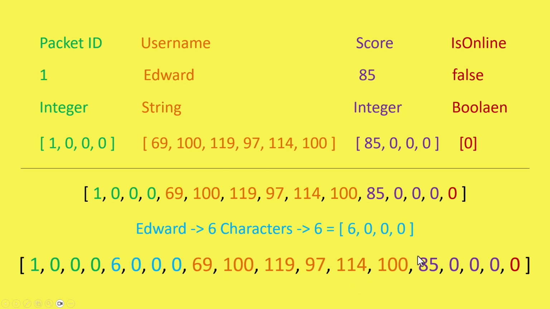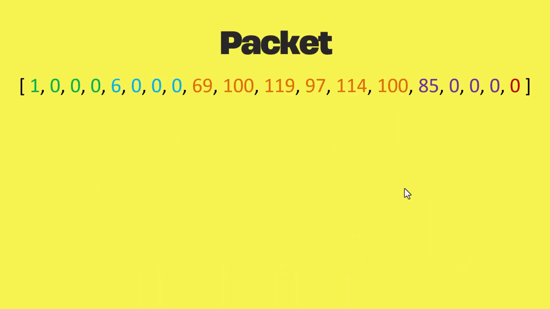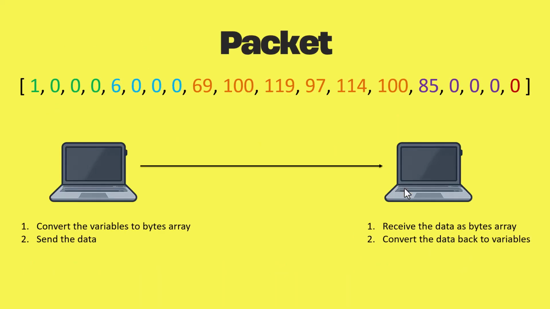Then we're going to read the next 4 bytes. And finally, we're going to read the last byte, convert it into a boolean. This way, we can send data over the network using this packet system. So basically, we're going to convert it to a byte array, send it, receive it, and convert it back to original variables.